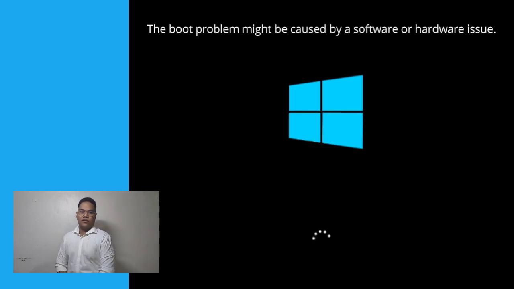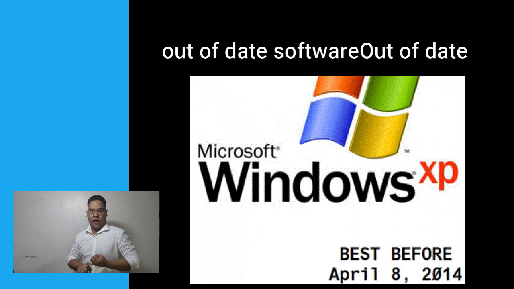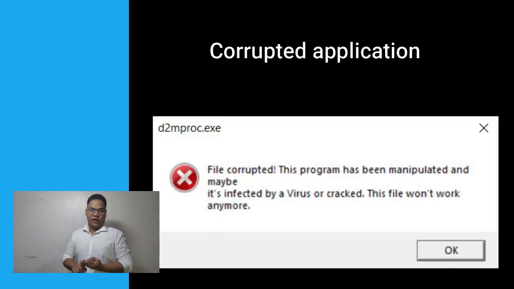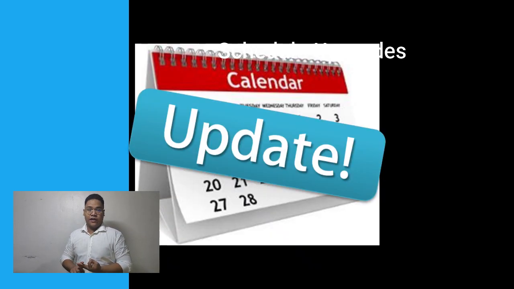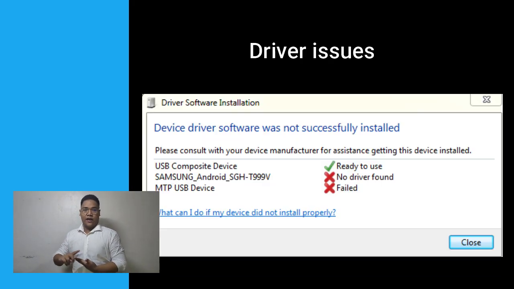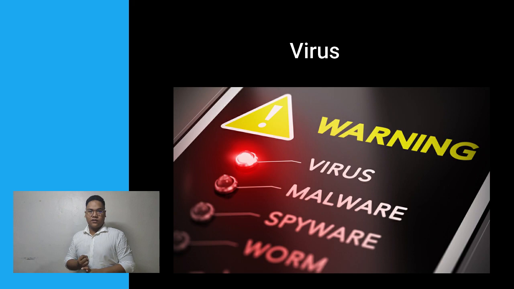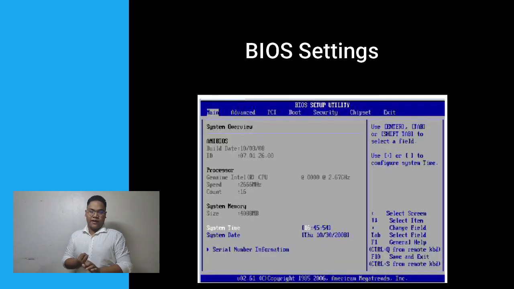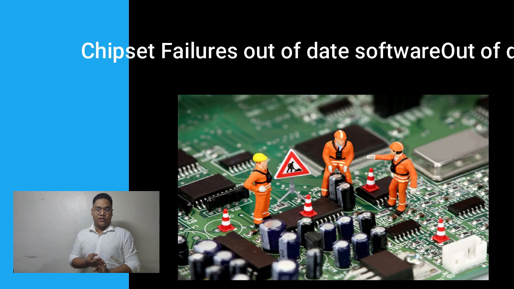Mr. Bautista? Probable causes of the problem. The boot problem might be caused by software issues and hardware issues. The most common causes of Windows crashes for software issues are out-of-date software, corrupted applications, scheduled upgrades, incompatibility problems, driver issues, virus and malware, BIOS settings, and lastly, hardware or chipset failures.